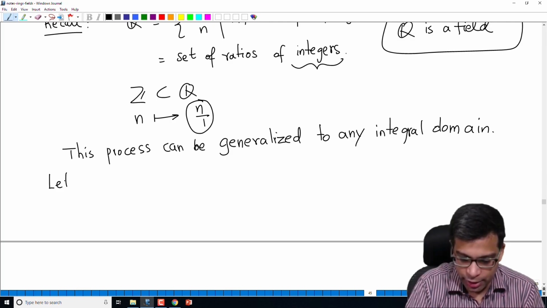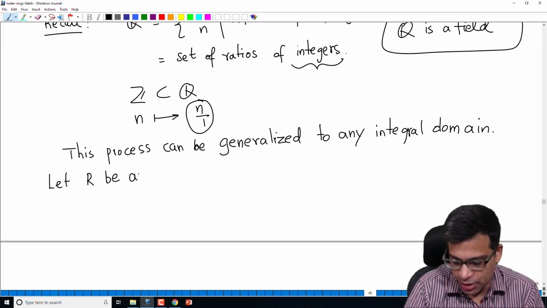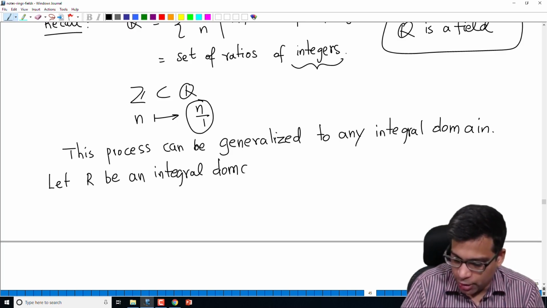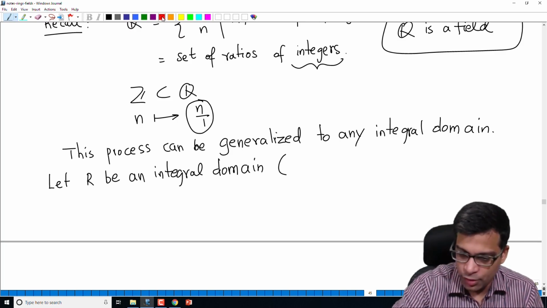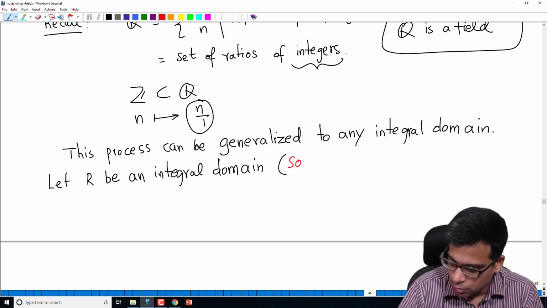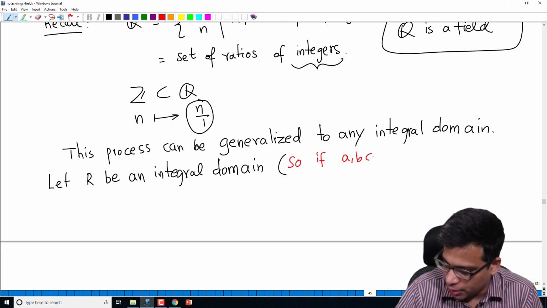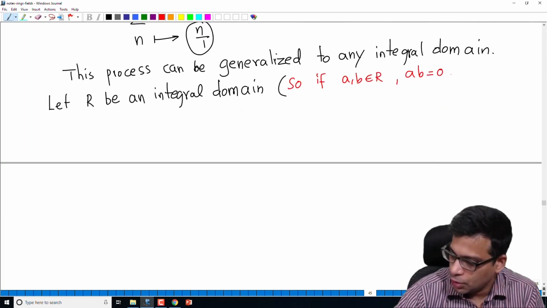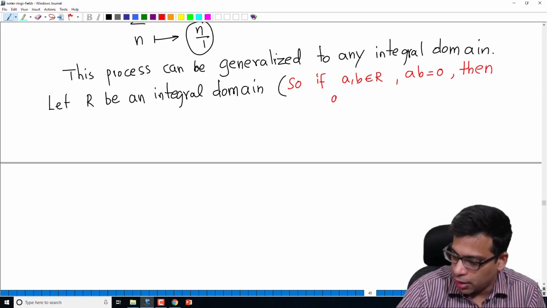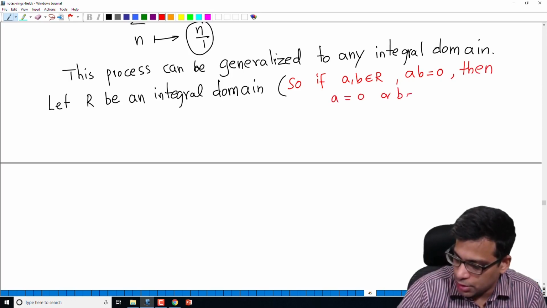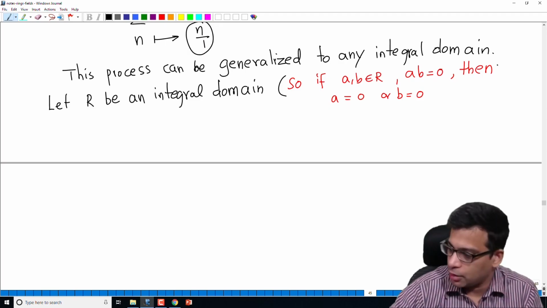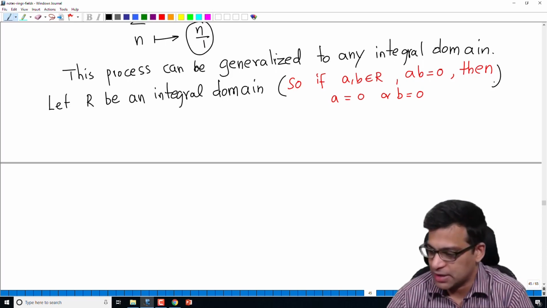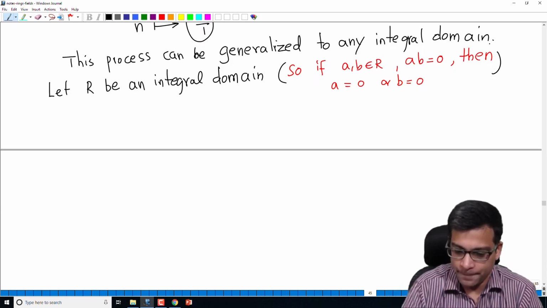So let R be an integral domain. Let's recall quickly what an integral domain is. In other words, if A, B are in R and AB is 0, then A is 0 or B is 0, right? So every time you have a pair of elements from the ring whose product is 0, then one of them must be 0. This is an integral domain.